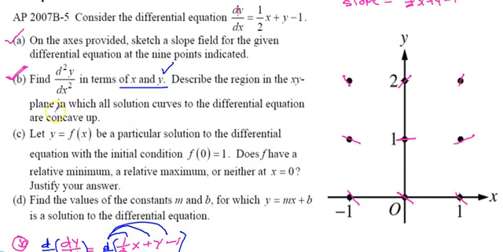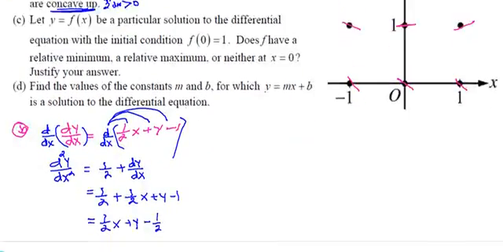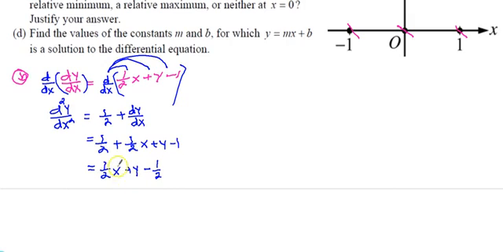Describe regions in the xy plane for which solution curves to the differential equation are concave up. You have to make a connection. Concave up means my second derivative has to be greater than 0. I cannot write f prime prime here because my derivative is a function of x and y, so do not use f prime prime. My second derivative is greater than 0. So here we came up to here, my second derivative. Now I'm going to put it greater than 0.